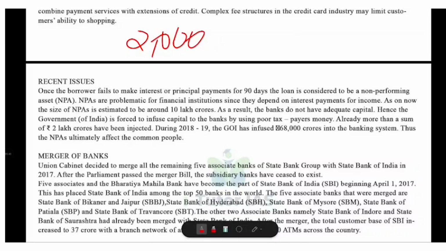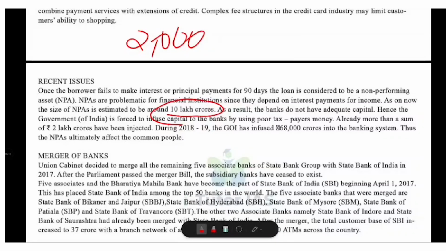Why is it a problem? Banks earn money mainly through interest on the loans they give. So if many people stop repaying, the banks stop earning, and this becomes a huge loss. And what is the current situation? Right now, the total amount of NPAs in India is estimated to be around 10 lakh crores, which is a massive figure. Because of these losses, banks don't have enough capital to lend more money to others.